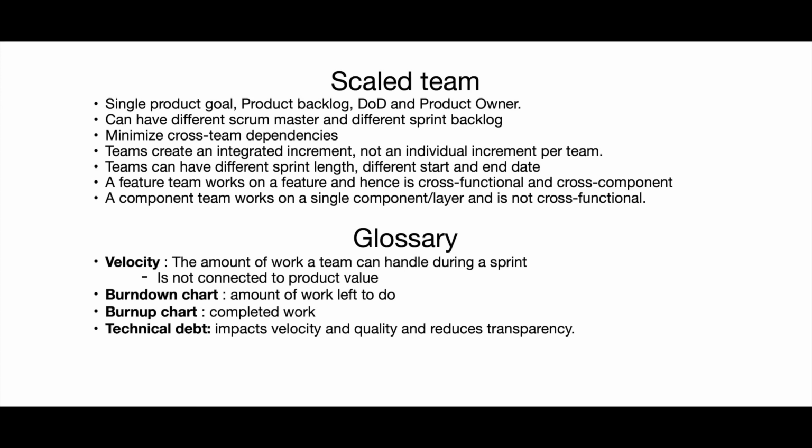Glossary. Velocity. It is the amount of work a team can handle during a sprint. It is not connected to product value. Burn down chart. It is the amount of work left to do. Burn up chart is the amount of work completed. Technical debt. It impacts velocity and quality and reduces transparency.